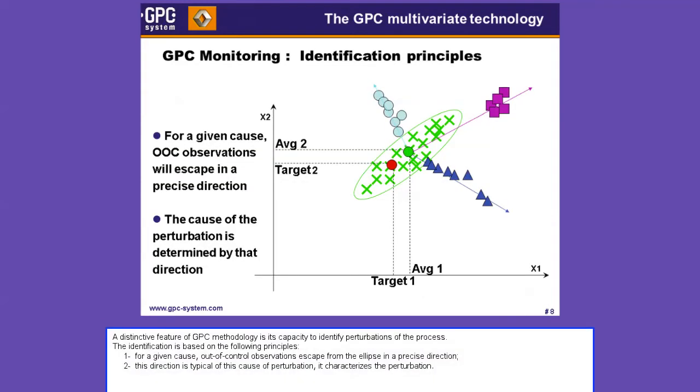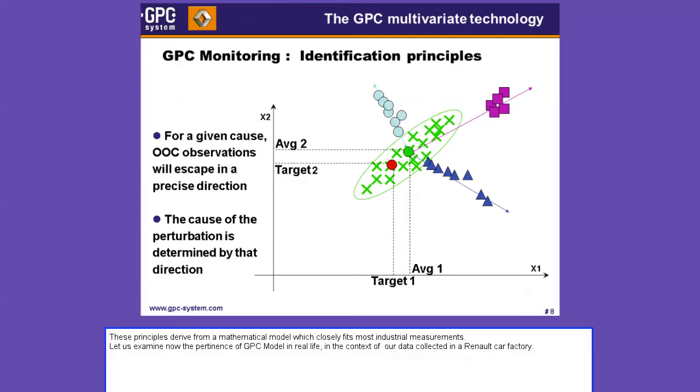A distinctive feature of GPC methodology is its capacity to identify perturbations of the process. The identification is based on the following principles. Principle 1: for a given cause, out-of-control observations escape from the ellipse in a precise direction. Principle 2: this direction is typical of this cause of perturbation, it characterizes the perturbation. These principles derive from a mathematical model, which closely fits most industrial measurements.